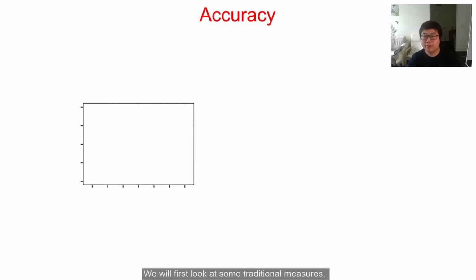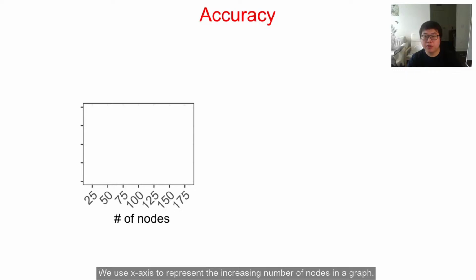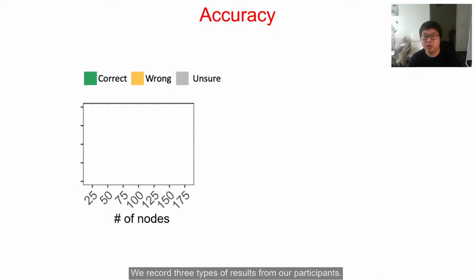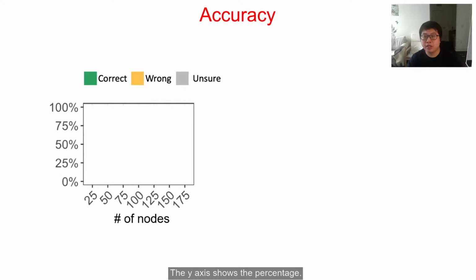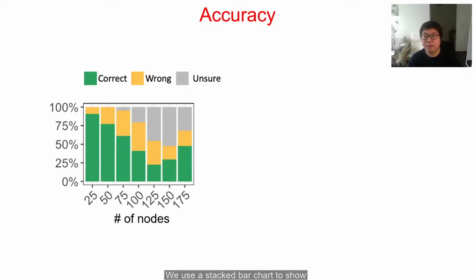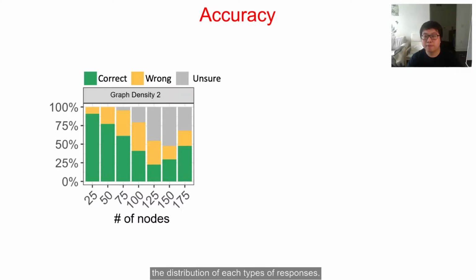We will first look at some traditional measures, for example, accuracy. We use the x-axis to represent the increasing number of nodes in a graph. We recorded 3 types of results from our participants: correct and wrong answers. We also allow participants to choose unsure if they struggle to give an answer. The y-axis shows the percentage. We use a stacked bar chart to show the distribution of each type of response.